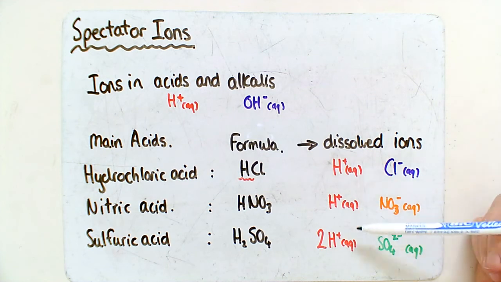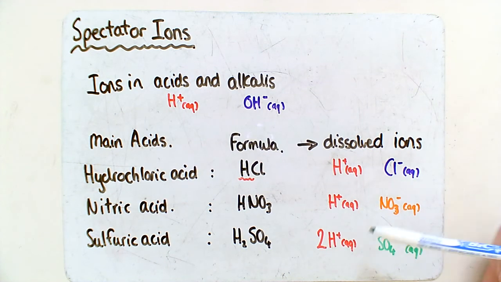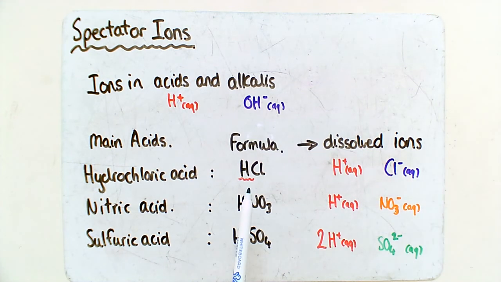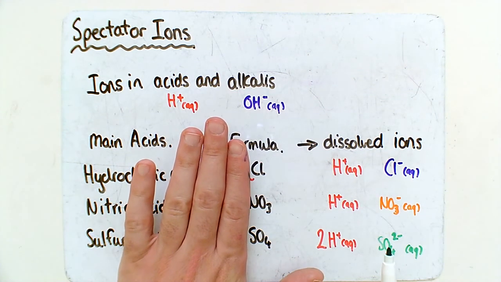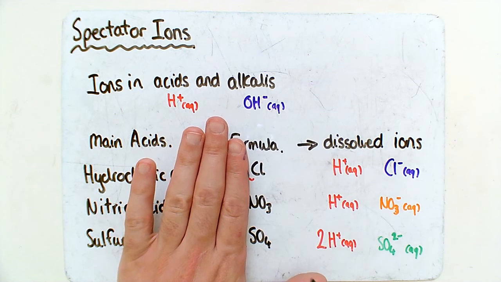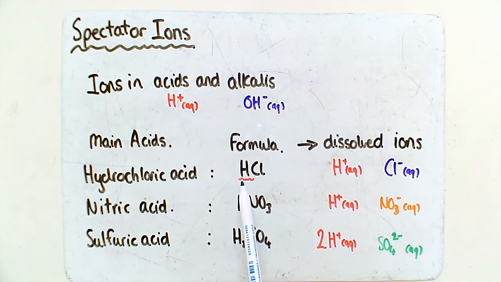All acids produce the hydrogen ion, H+, and then depending on whatever acid it is, essentially take away the hydrogens, and for every hydrogen you take away, you put a -1. So HCl, we took away 1, so it becomes -1. From HNO3 here, we took away 1 hydrogen, so it's -1 here. For sulfuric acid, SO4, we took away 2, so it becomes 2-.